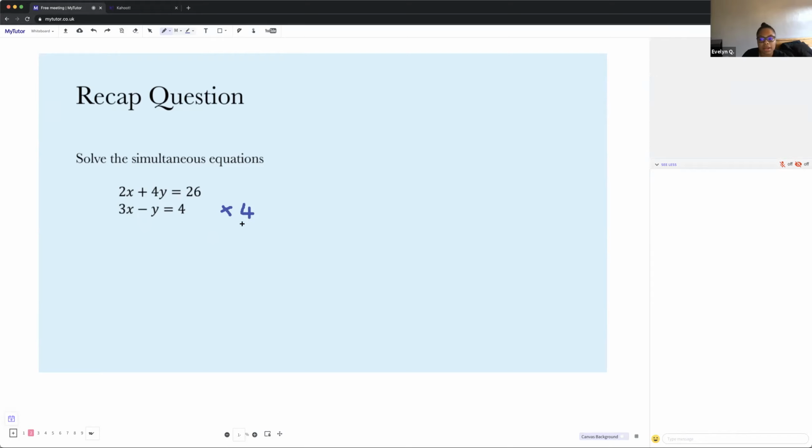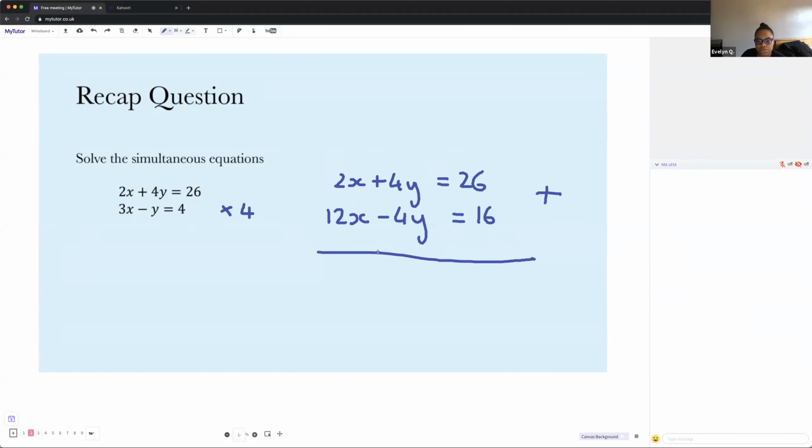Now remember, I have to multiply the entire equation. So I'm still going to have my 2x plus 4y equals 26 because I'm not doing anything with the first equation. But my second equation, I'm going to get 12x minus 4y equals 16 because we've got 3x times 4, which is 12x, minus y times 4, which is minus 4y, and 4 times 4, which is 16. Now, I've got 4y and a minus 4y. Now, they're opposite signs. So what I'm going to do is I'm going to add my two equations together.